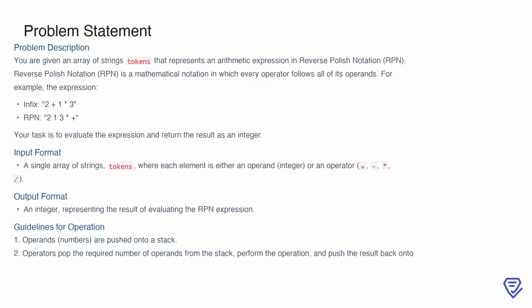The input will be provided as an array of strings called tokens. Each element of this array will either be an operand, which is an integer, or an operator, such as plus, dash, asterisk, or forward slash. The output will be a single integer that represents the result of evaluating the entire RPN expression. To solve this, we will rely on a stack-based method, pushing numbers onto the stack, performing operations as we encounter operators, and finally returning the single result left in the stack.